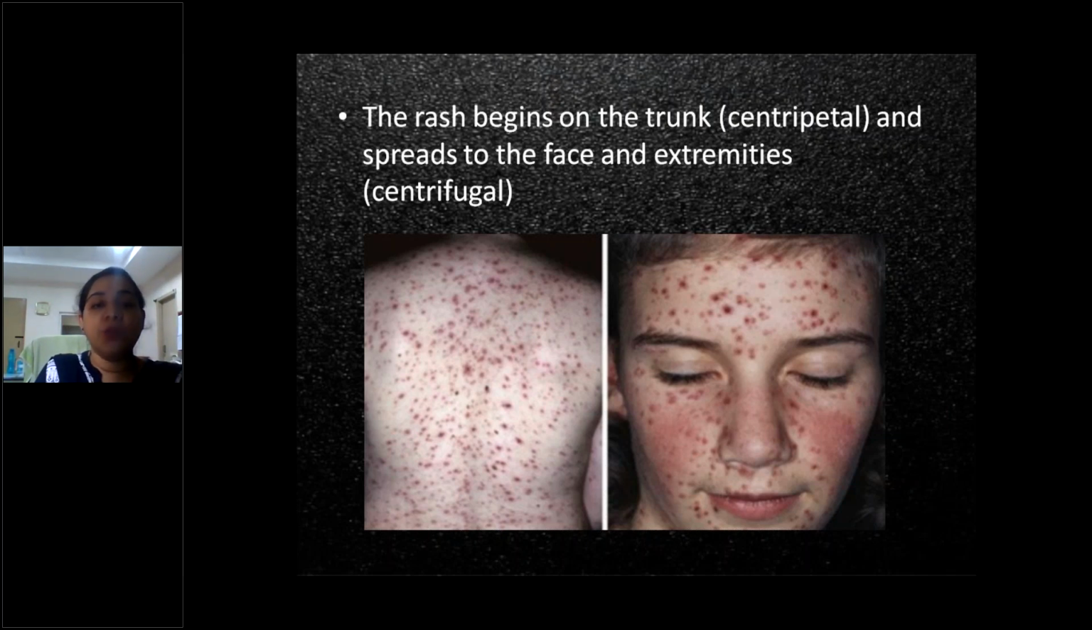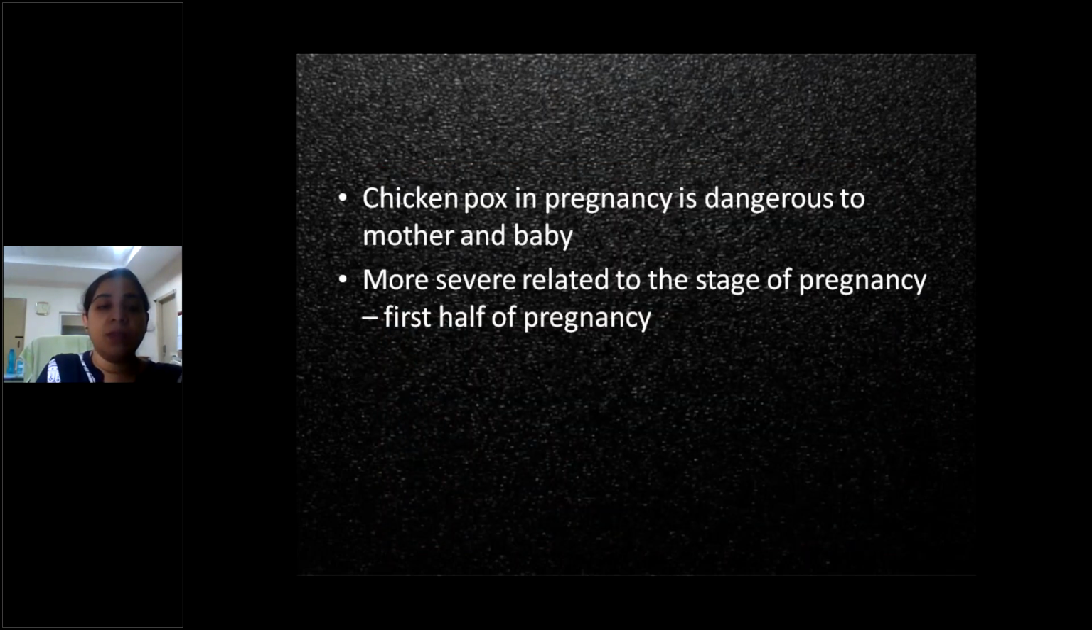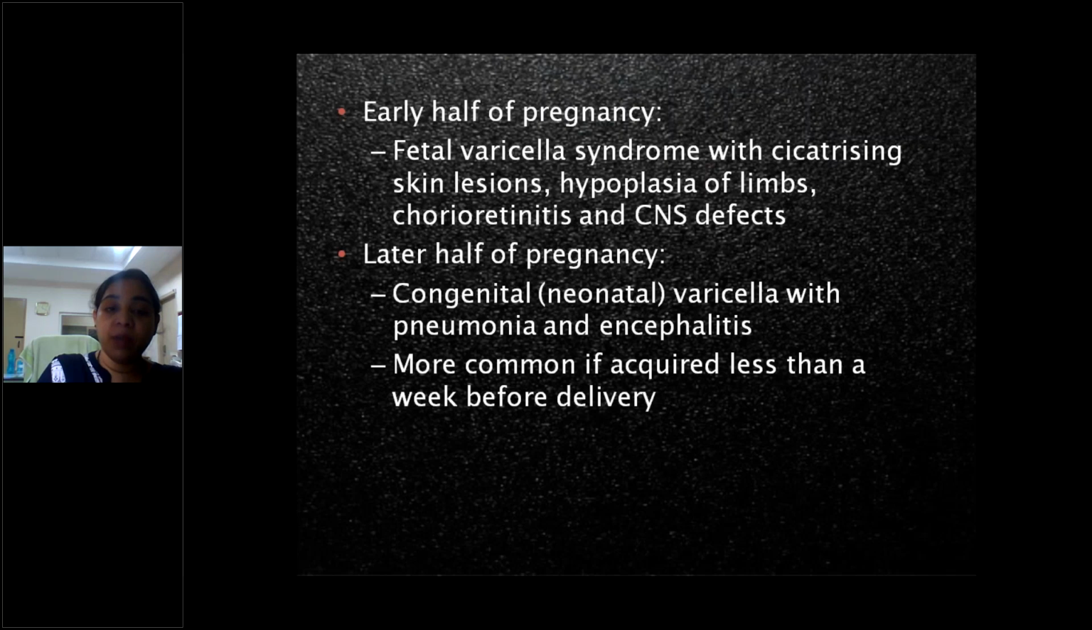Rash begins on the trunk and spreads to the face and extremities. So in chickenpox, the rash first appears on the trunk and then the face and extremities. Next, chickenpox during pregnancy. Chickenpox in pregnancy is dangerous to the mother and baby. It is more severe if the mother has acquired chickenpox during the first half of the pregnancy. If the mother acquires chickenpox during the first 3 months, then it is very dangerous.